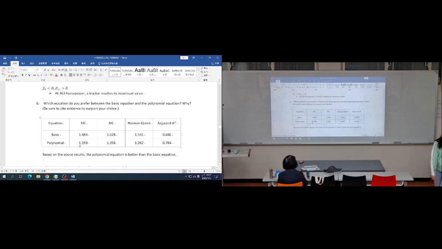Comparing the polynomial and the basic equation, the polynomial equation has lower AIC, BIC, and Hannan-Quinn values, and it has a higher adjusted R-squared value. So based on this, the polynomial equation is better than the basic one.